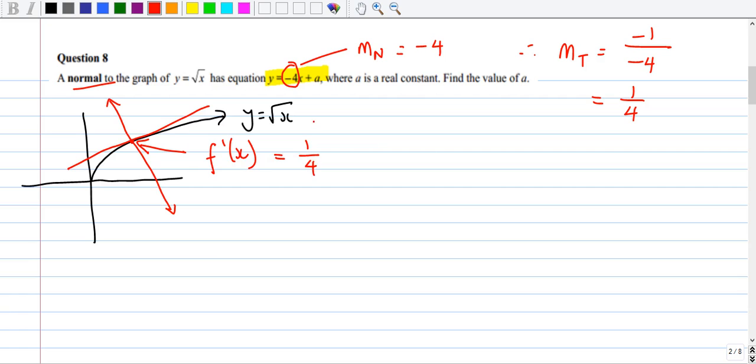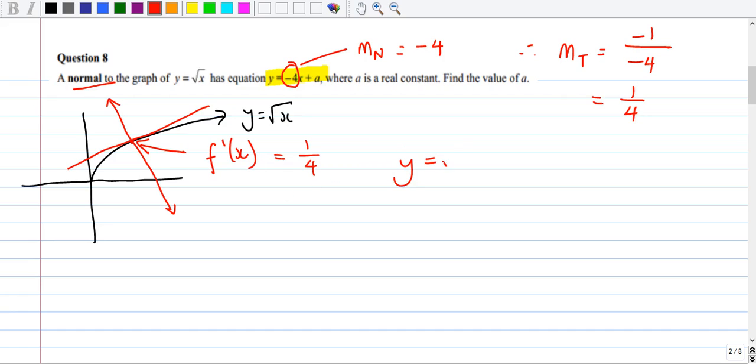We don't necessarily have a structure on how to solve this, but what we're going to do is try and come up with the coordinates of this point. If we can come up with the coordinates of this point, we can sub them into the equation of the normal. So the strategy is work out the coordinates of this point. At this point, the gradient is a quarter.